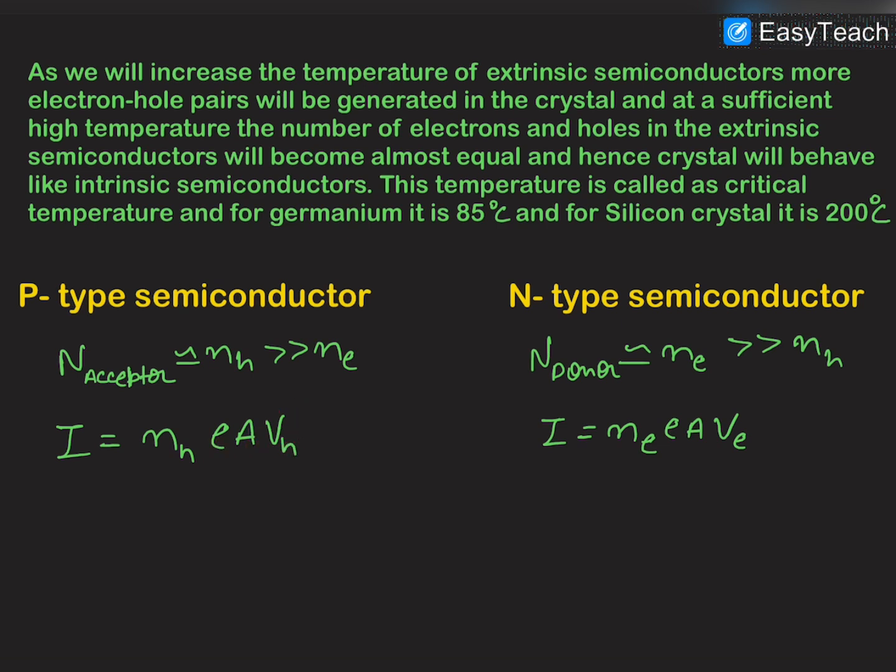While in n type of semiconductors, we can say that the number of free electrons is very much greater than the number of holes, because electrons are majority charge carriers, and the number of free electrons per unit volume is almost equal to the number of donor atoms per unit volume. And in this we can say that the current will be mainly due to the flow of free electrons. So I will be N_e e A v_e, where v_e is the drift velocity of free electrons.